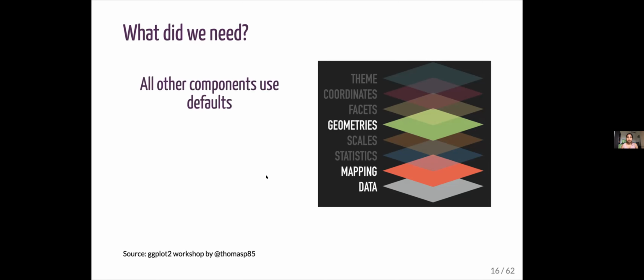All other components use defaults. So we didn't have any statistics there, but for scales, it just assigned a scale to the x and y axes. It assigned the Cartesian coordinate system. And we had a theme with a gray background. ggplot chooses a lot of defaults for you, which makes sense, but they may not always work for you. So you can customize them, and we'll learn later how to customize them one by one.